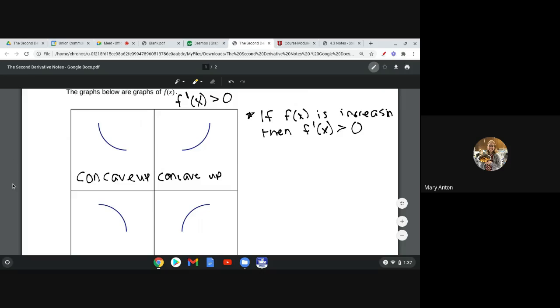And then how about if your function is decreasing? What does that tell us about the derivative? That it's negative. So that'll be our other column because both of those graphs are decreasing. They're going down. If f prime of x is less than 0.